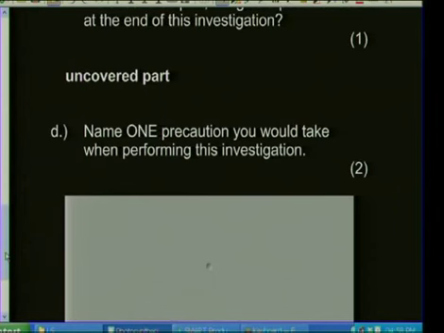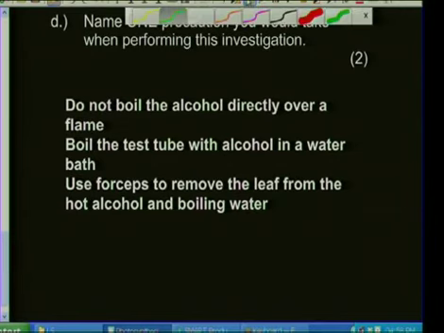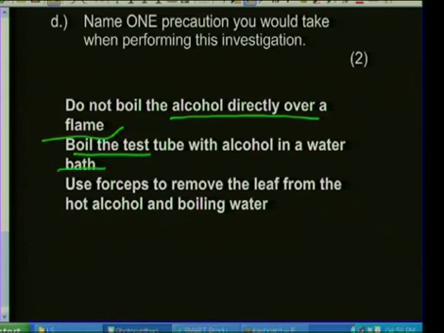Name one precaution you would take when performing this investigation. First of all, you will not boil alcohol directly over the flame because alcohol is inflammable. It will burn, explode. Boil the test tube with alcohol in a water bath. Use forceps to remove the leaf from the hot alcohol and boiling water because you will burn otherwise. And also when you're using a Bunsen burner, you must be very careful that you do not get anybody else too close. You must be careful.